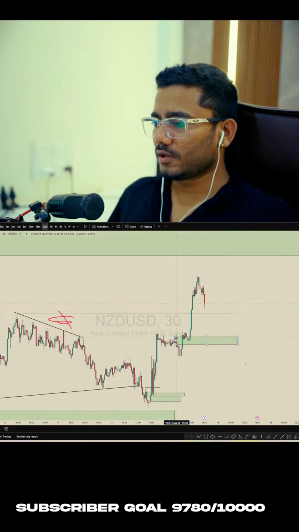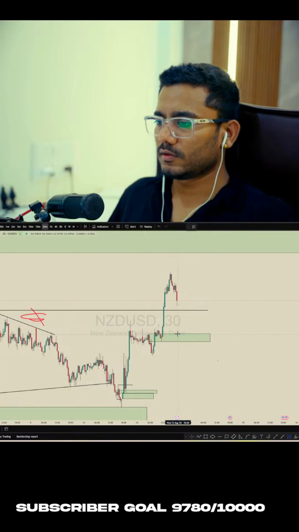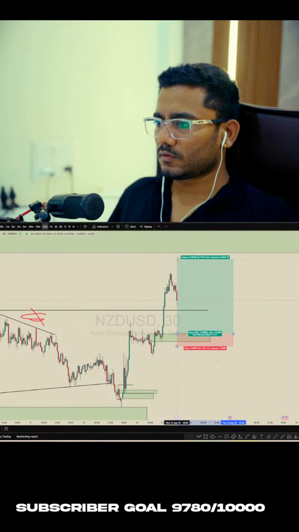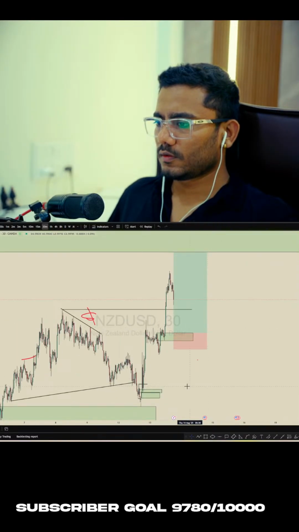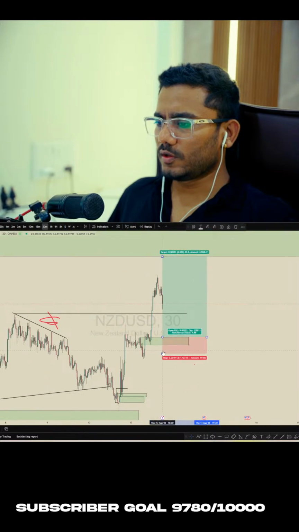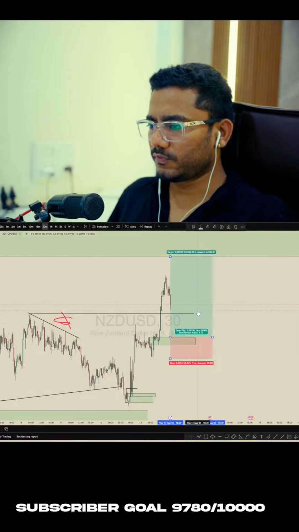Again, price should create some kind of liquidity, then only this structure will be valid. So you can use this as a tight stop loss around 1:7, or you can put stop loss below this low. So it is around 1:4 something.